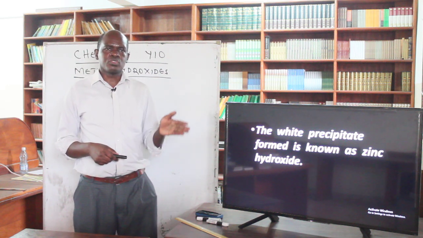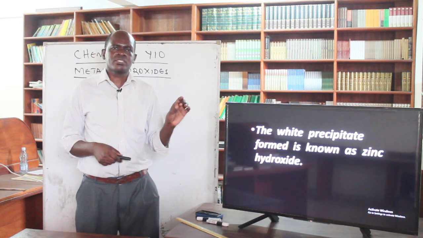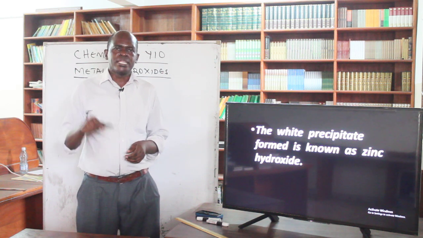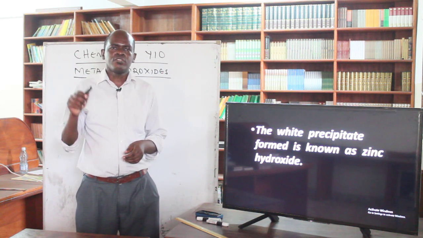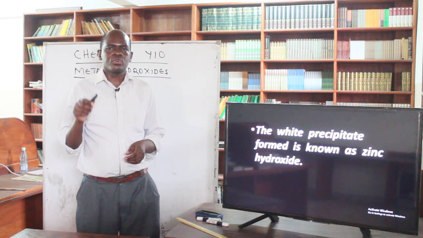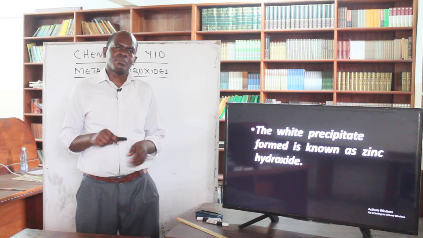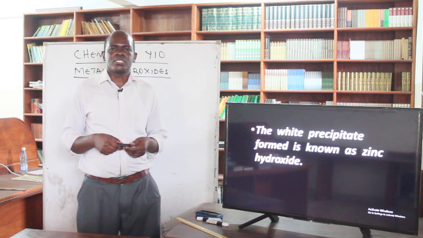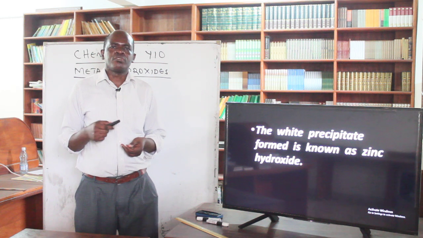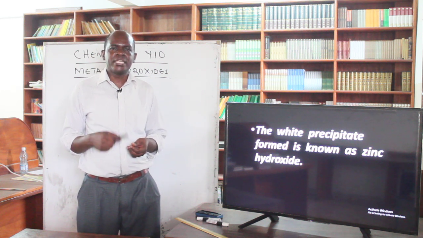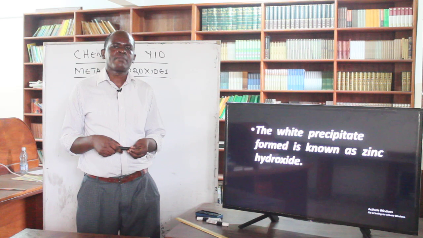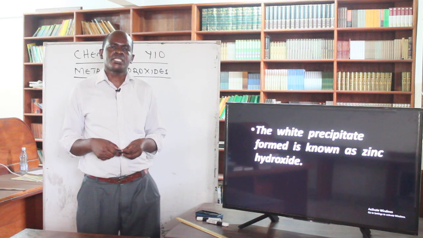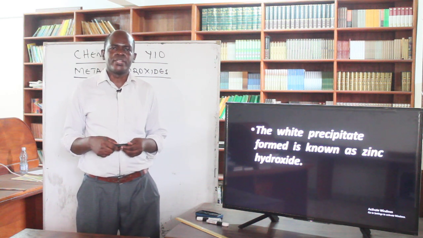Remember that most of the solutions which were colorless formed white precipitates. Then the colored solutions formed precipitates corresponding to their colors. But the colorless ones, all of them were forming white precipitates. So in this case, for zinc with the sodium hydroxide, the white precipitate formed is zinc hydroxide.